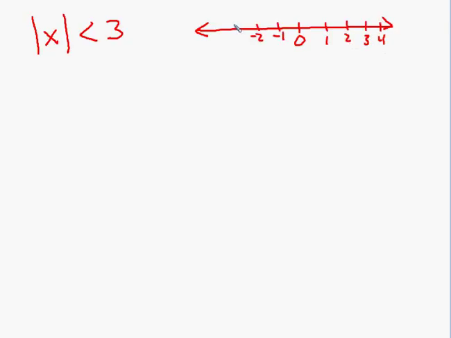So, let's start easy. Let's say less than 3. And let's use a number line to help us. 0, 1, 2, 3, 4. Negative 1, negative 2, negative 3, negative 4. And this time, I want numbers whose absolute value is less than 3. Numbers whose absolute value is less than 3.